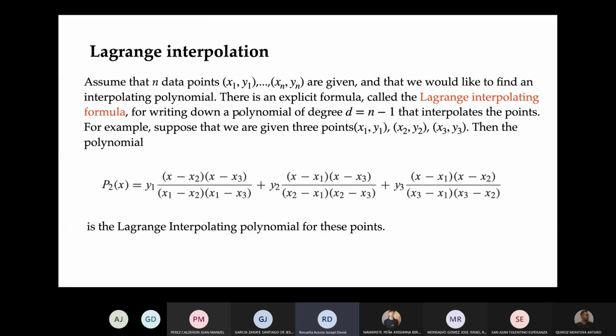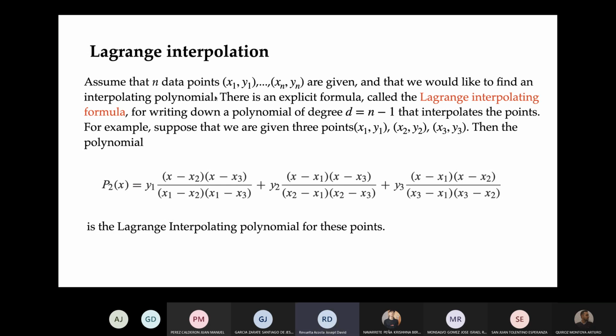So the first method that we are going to discuss is what we call the Lagrange interpolation. We can start by assuming that n data points, in this case (x1, y1) all the way up to (xn, yn), are given. So we have a data set. How many points? Could be 1,000, could be 2,000, could be the amount of points you want. And we would like to find an interpolating polynomial. That's the purpose of the Lagrange interpolation, to find a polynomial.